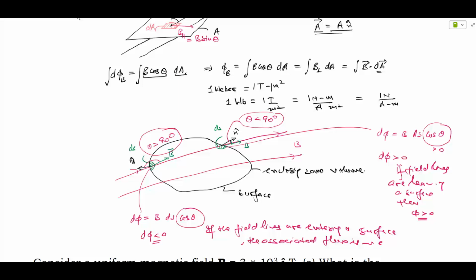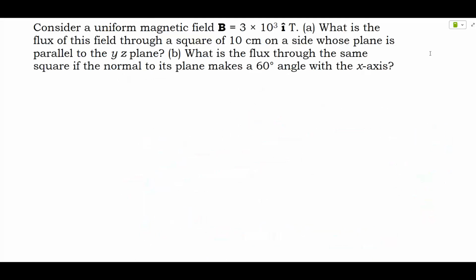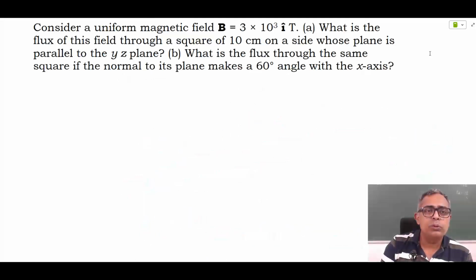Now, in order to understand it in a much clearer way, let's solve a problem. This is a problem corresponding to the concept of magnetic flux. We are given the magnetic field that is acting along the x-axis, means this is I cap. You have to calculate the flux of this field through a square of side 10 centimeter whose plane is parallel to YZ plane, right?